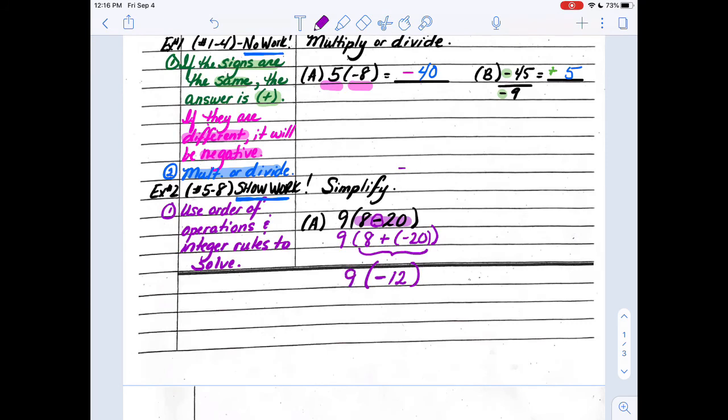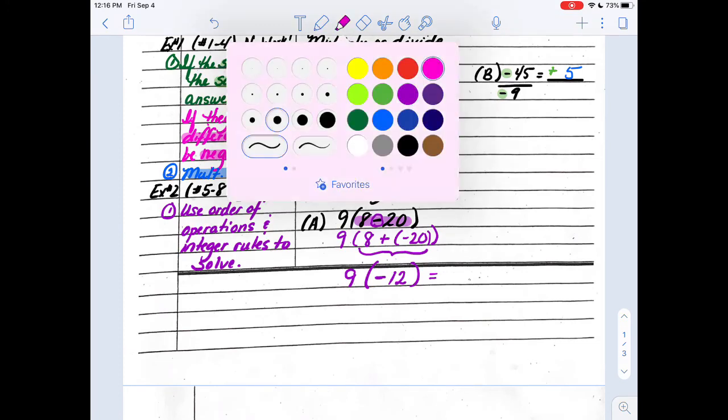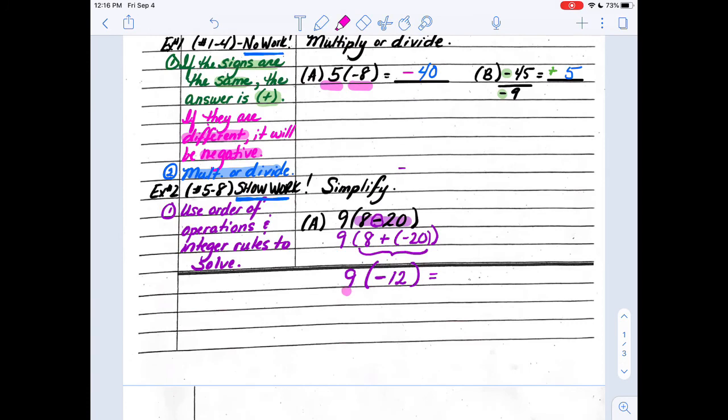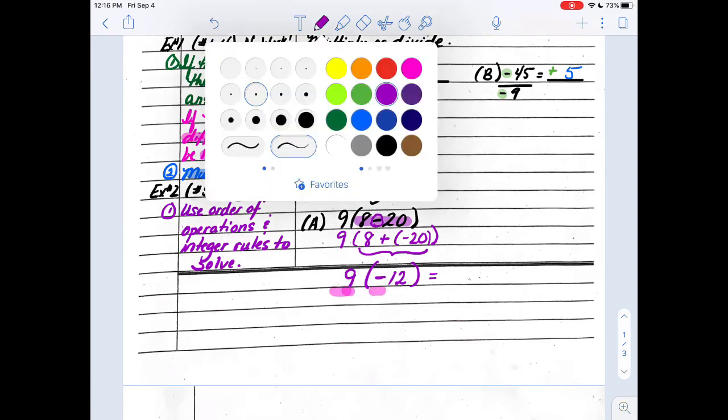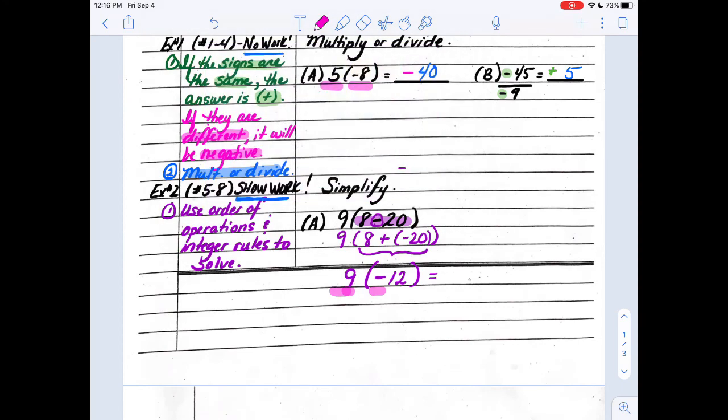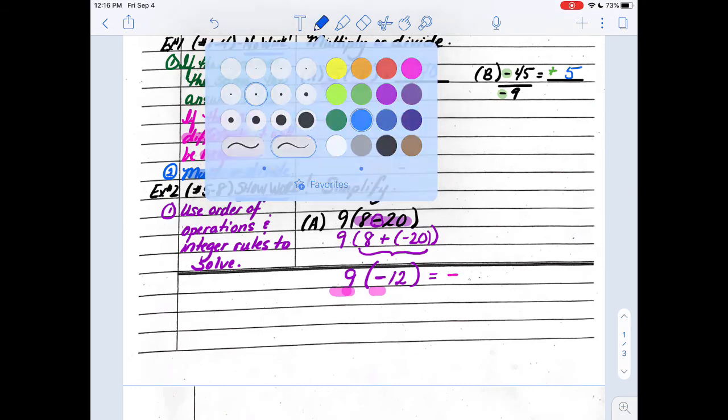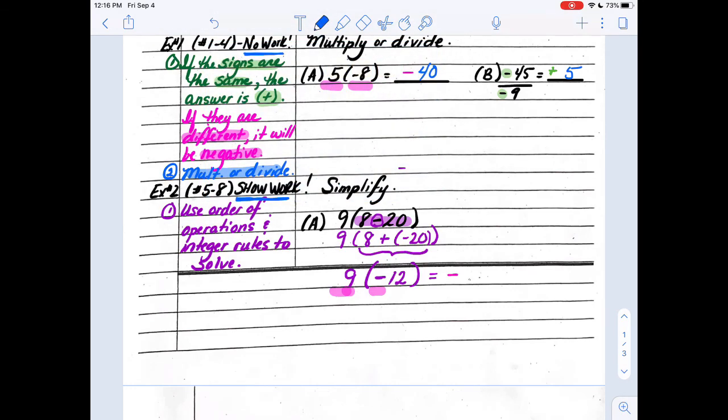And then all I have to do is multiply that. Now, using my integer rules, I can see I have a positive and I have a negative, which means my answer will be a negative result. Now just multiply those together, 9 times 12, and you would get 108, which would be my answer.